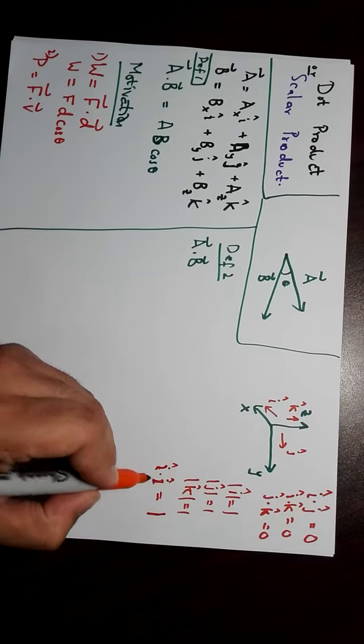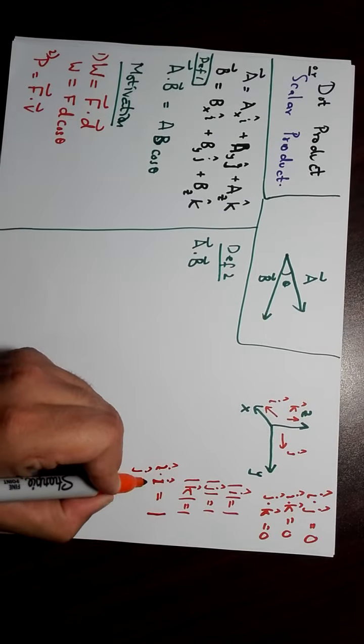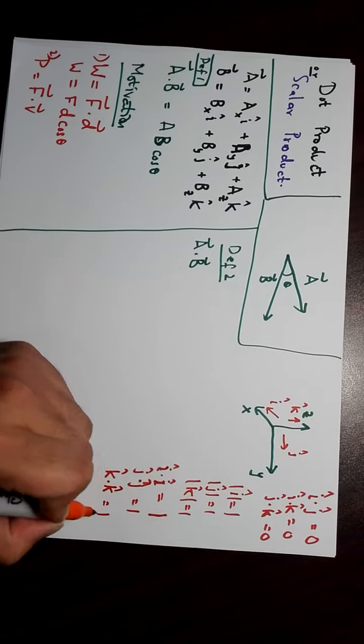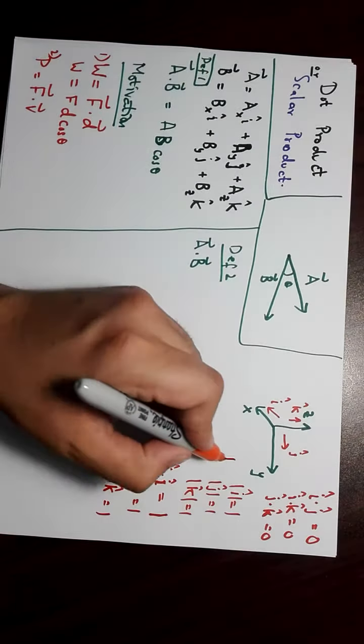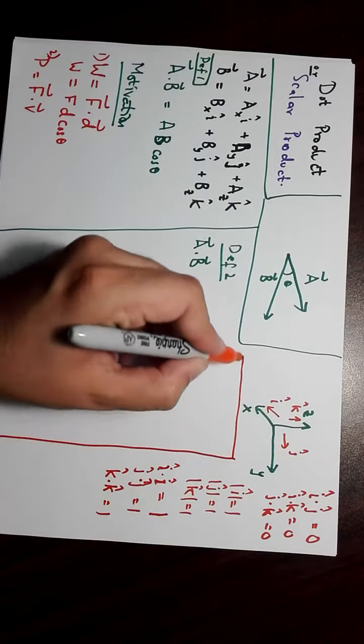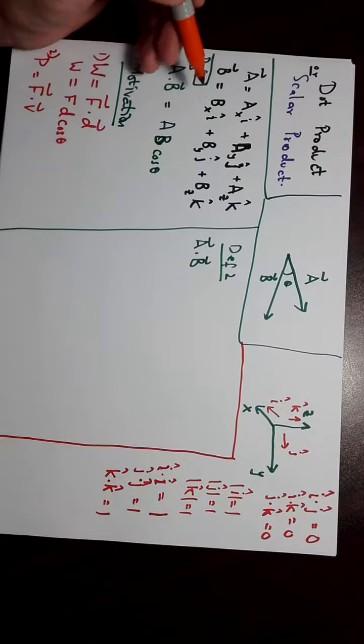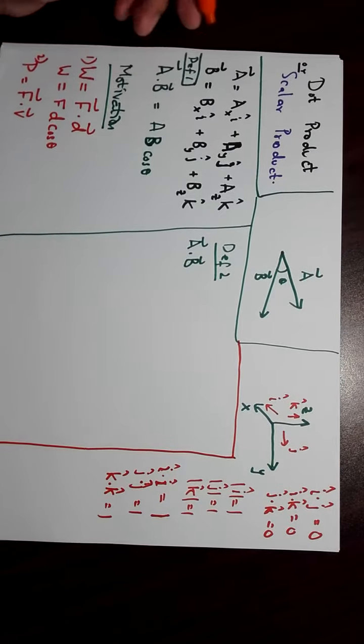Okay, so i hat dot i hat is 1, j hat dot j hat is 1, and k hat dot k hat is 1. So that's all about the unit vectors. We need to know this in order to write the next way of defining the dot product.